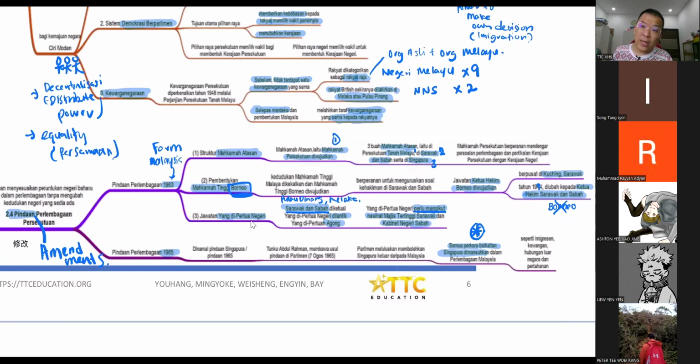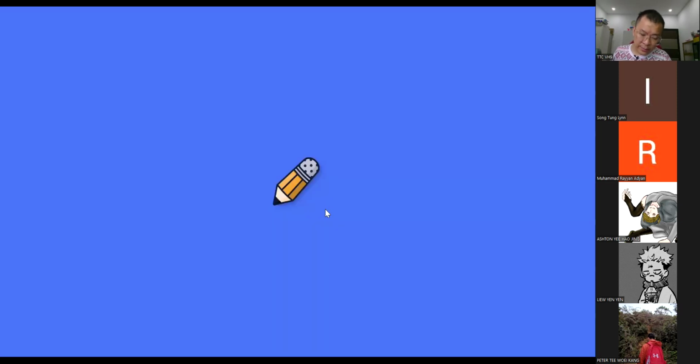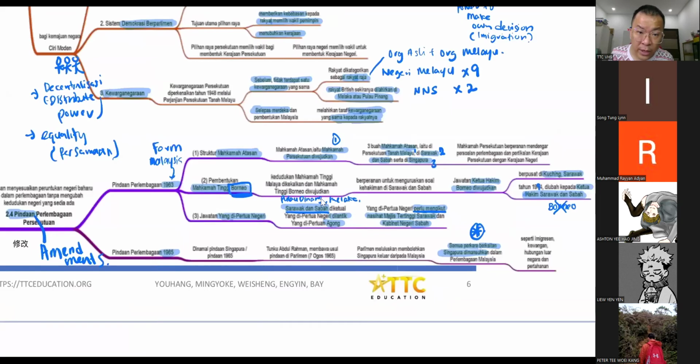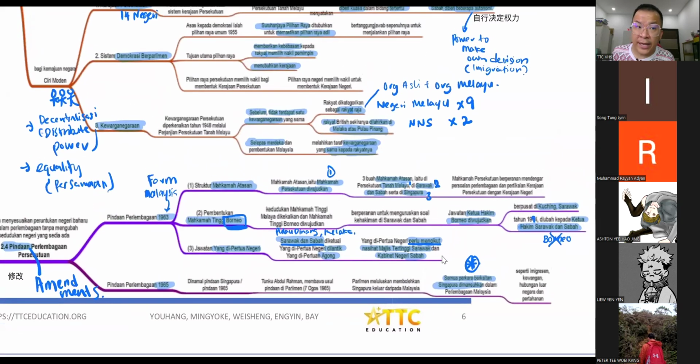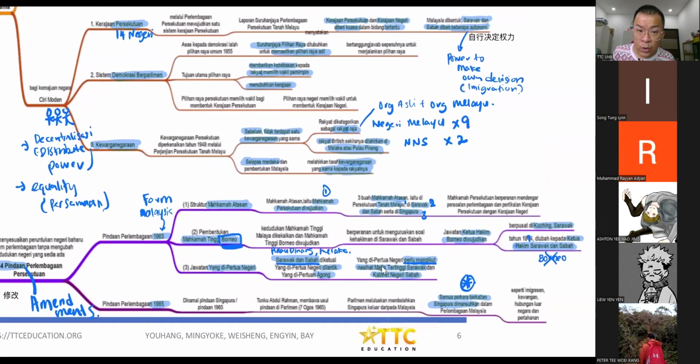Then this one is Yang di-Pertuan Negeri. For those states that don't have king, we create Yang di-Pertuan Negeri, which is elected by Agong. Like Pulau Pinang, Melaka, Sarawak, and Sabah, they don't have Sultan. So we have Yang di-Pertuan Negeri. But they cannot do whatever they like. They perlu mengikut nasihat Majlis Tertinggi Sarawak dan Kabinet Negeri Sabah.